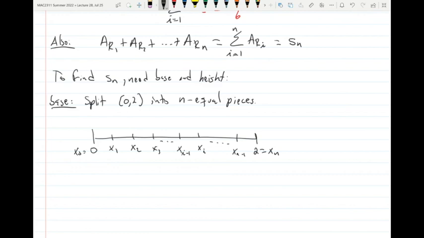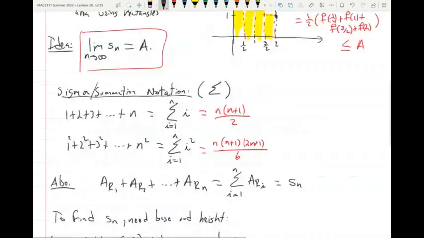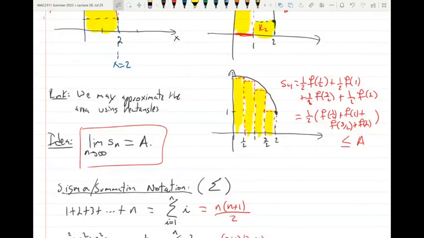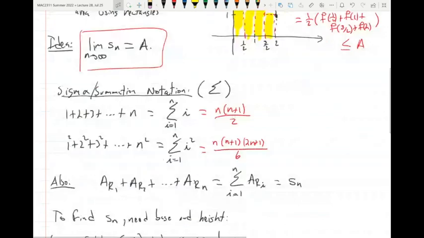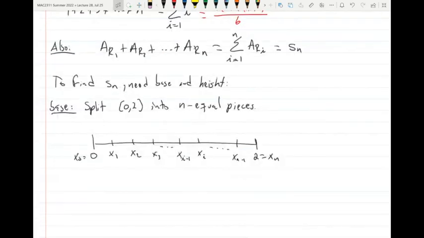Okay? Notice that I need to have n plus 1 numbers, because here we have 4 pieces, but we have 0. There is 0 here. So 0, 1 half, 1, 3 half, and 2. That's 1, 2, 3, 4, 5. So this is my x0, my x1, my x2, my x3, my x4. Okay? It's just a notation I'm using now. And our job is that we want a formula for these guys. Okay? We're going to get to that.